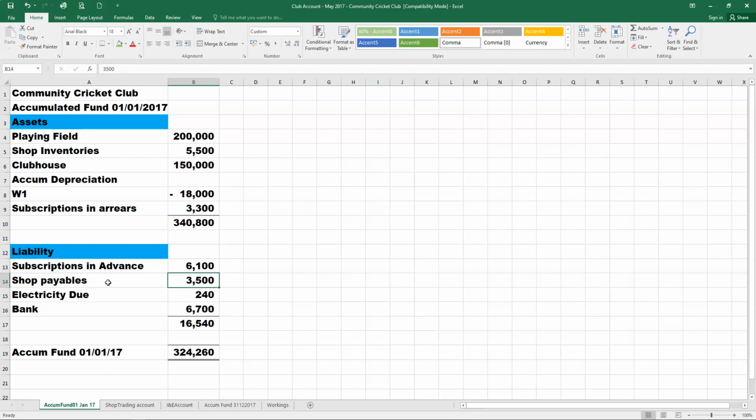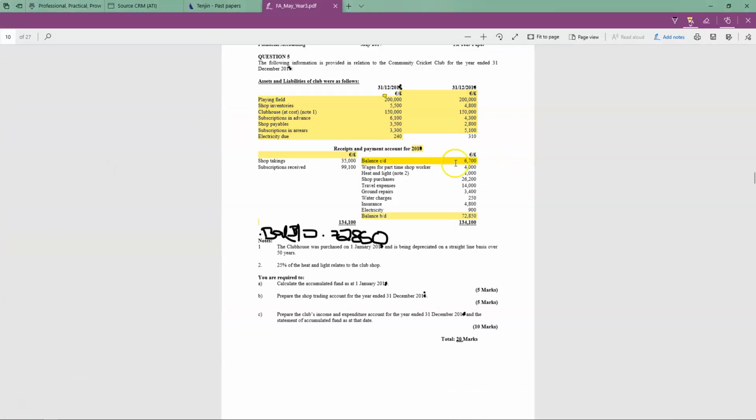Subscriptions in arrears are an asset. So they're subscriptions that are owed into the club. Going to go into my asset section up here. And then electricity due, €240. That's like an accrual that's owed to me for electricity, €240. And then don't forget your bank figure. So into your receipts and payments section, and inside here in our bank, we have a balance carried down of €6,700, and that's going to be our figure.